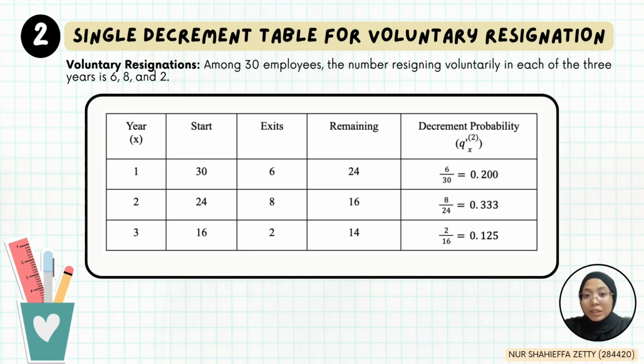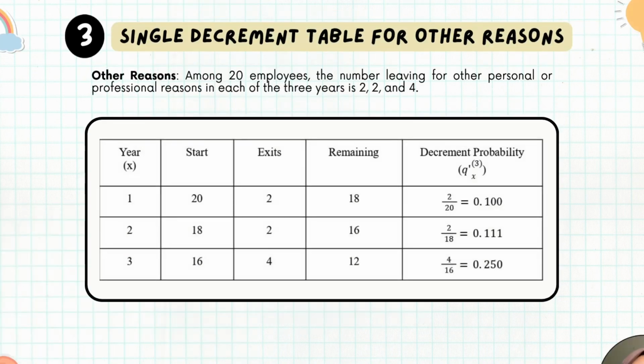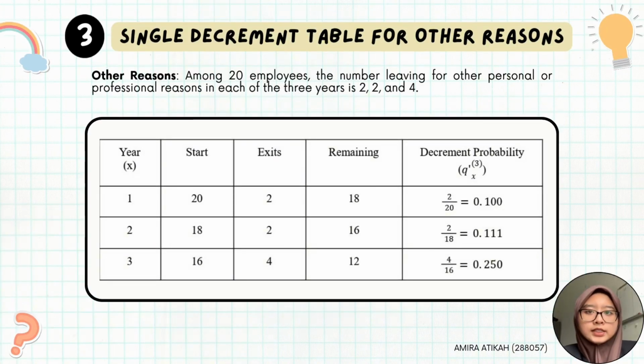So to calculate the decrement probability, we need to divide the value of exit by the value of start. So we obtain the decrement probability for the first year is 0.2, for the second year is 0.333 and the third year is 0.125. So this table can help us to understand the relationship between the voluntary resignation of employees over time. Lastly is the single decrement table for other reasons.